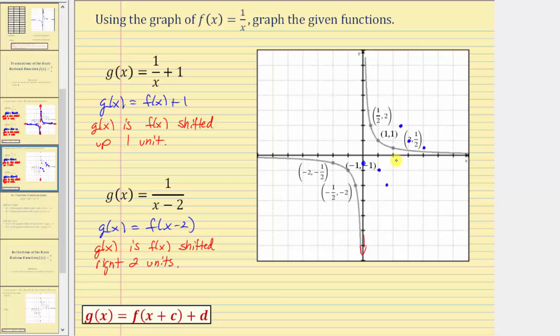And we'll also shift the vertical asymptote right 2 units. So instead of x equals 0, we'd have x equals 2, which is here. And if we shift the horizontal asymptote right 2 units, it doesn't change. It's still the x-axis. And now we can easily graph g of x equals 1 divided by the quantity x minus 2. It'll pass through these 3 points and approach the asymptotes, and pass through these 3 points and approach the asymptotes. So by knowing the translations of parent functions, we should be able to more easily graph more complicated functions. I hope you found this helpful.